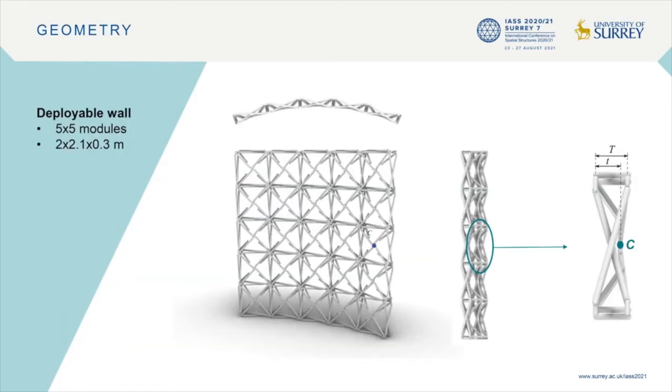The structure that is used to demonstrate the methodology is a curved wall of 5 times 5 modules. The length and height of the wall are around 2 meters in the service state. The wall could be used for privacy, branding, screen projection, exhibitions, etc.